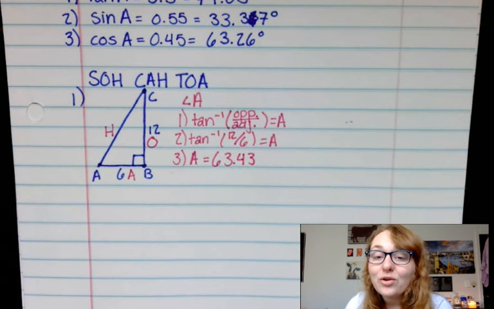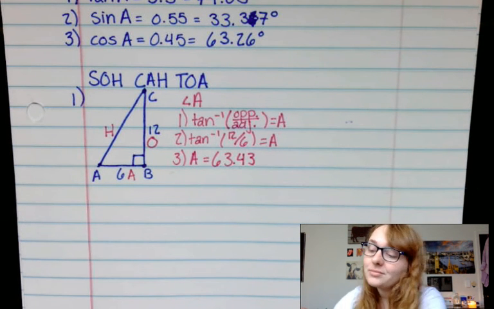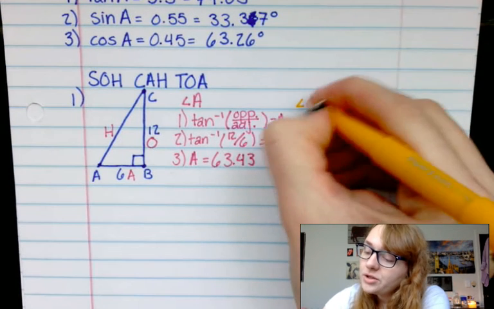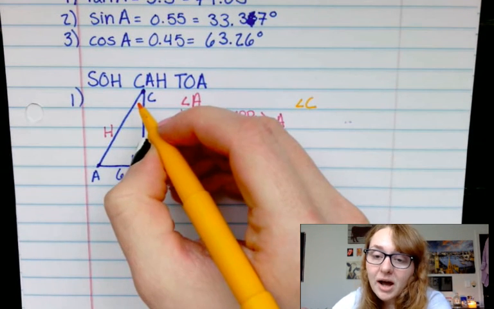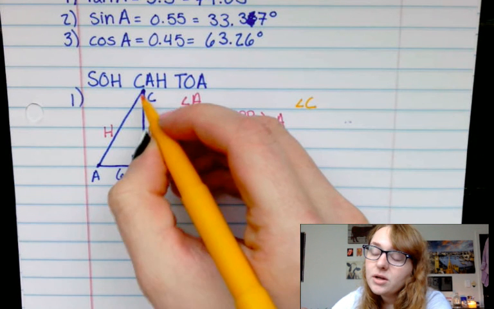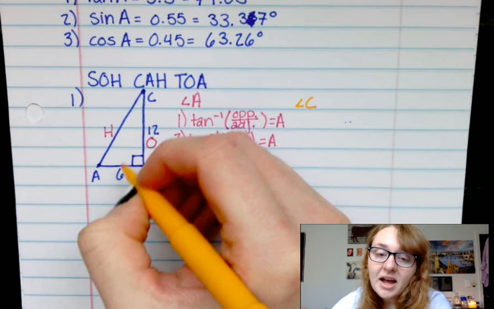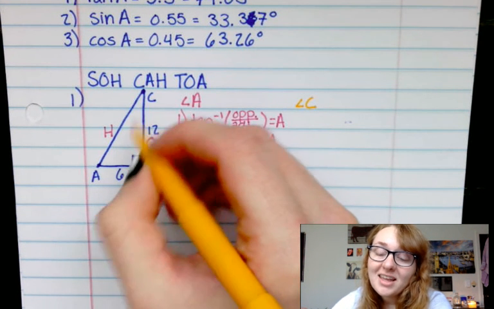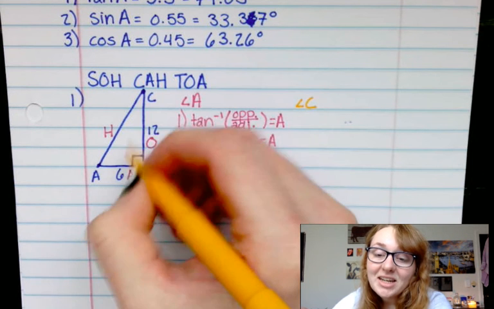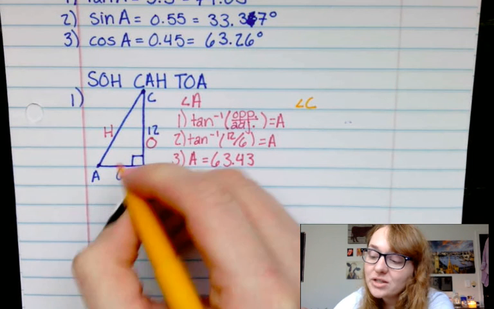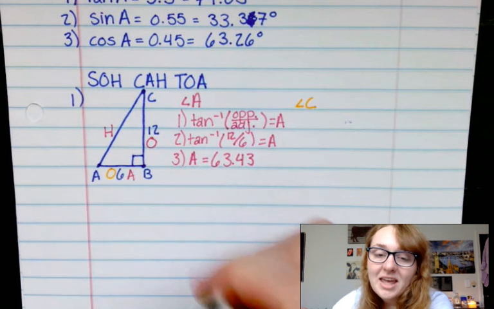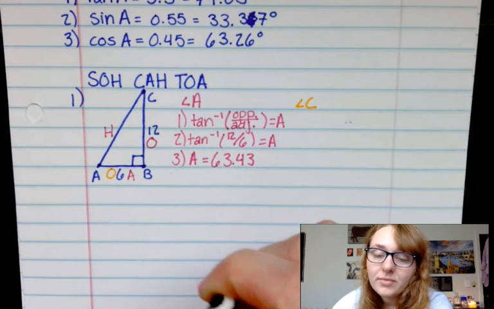Now we're going to find angle C as well. So for angle C, again, we have to identify what is our opposite, adjacent, and hypotenuse. So from C, our opposite side is the side furthest from, the side that is not touching. The side across from angle C is going to be this side AB at 6 units. So I'm going to draw a yellow O.